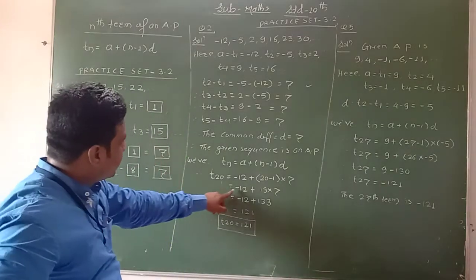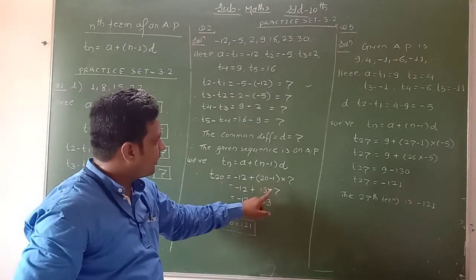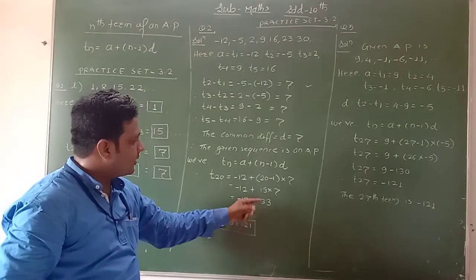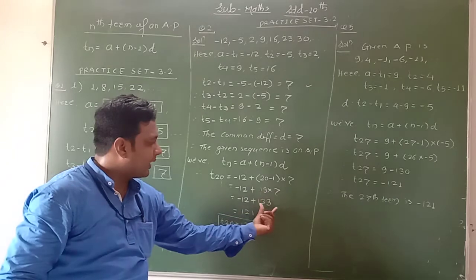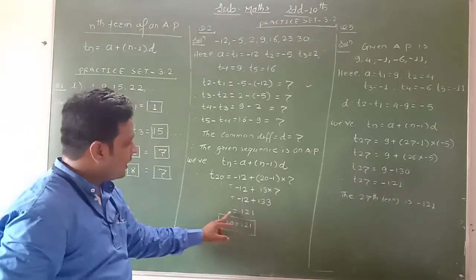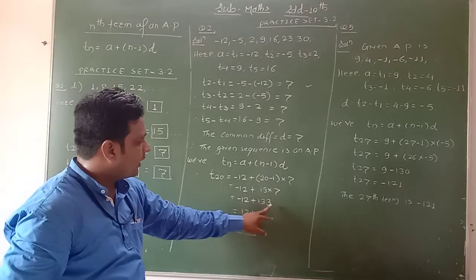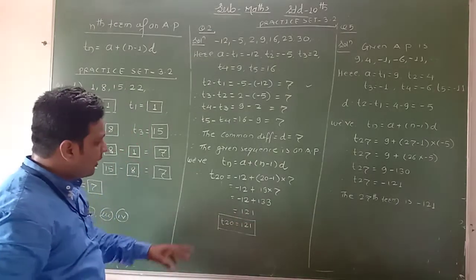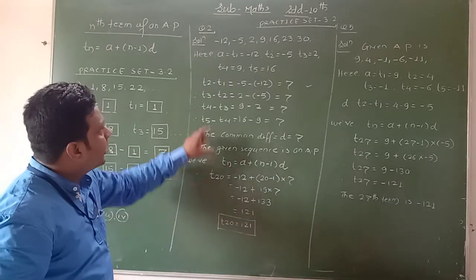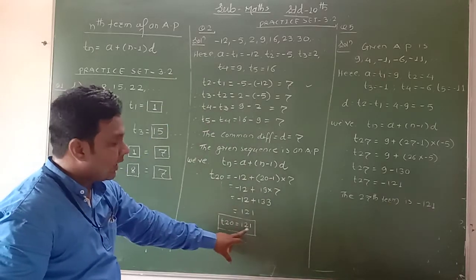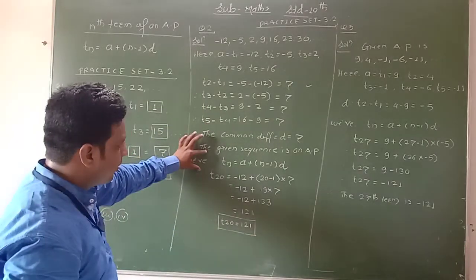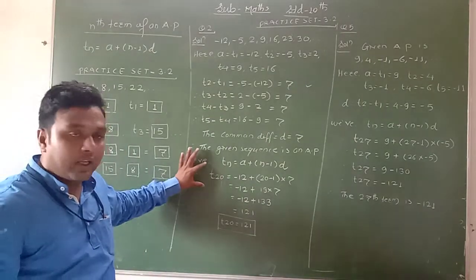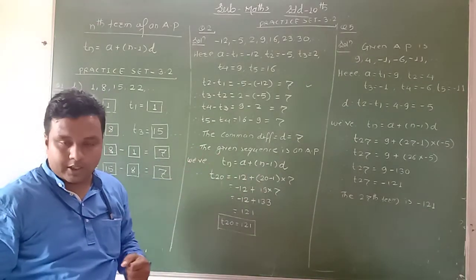Then minus 12 plus 20 minus 1, that is 19 into 7. Minus 12 plus the multiplication of 19 into 7, that is 133, is equal to minus 12 plus 133, which is equal to 121. Therefore in this way we get the 20th term of the given arithmetic progression as 121 using this formula. I hope students you understand how to find the terms of the given arithmetic progression.